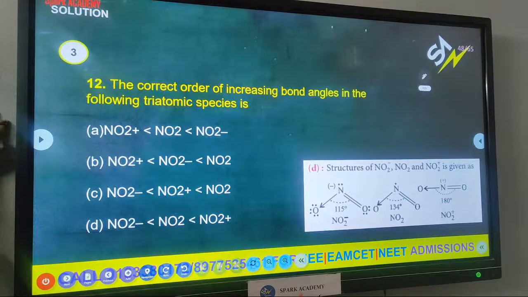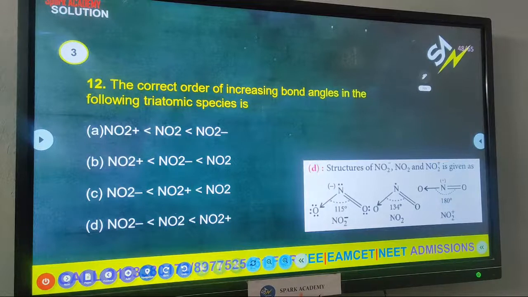The options are given for triatomic species only. We have to arrange them in increasing bond angle. I have given the hint for you. Now check the hint: the structures of NO2 minus, NO2 and NO2 plus are given.